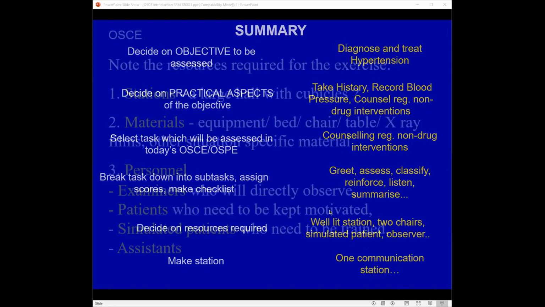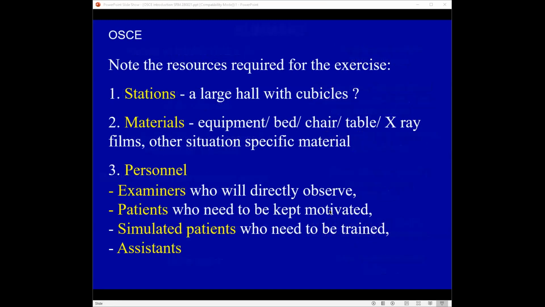And note what are all the things we need. We need stations, which means that we need a large hall, perhaps with the ability for us to create some kind of cubicles. We need a lot of material. We need equipment. We need beds, maybe where patients may be required to be supine. We may need chairs and tables.